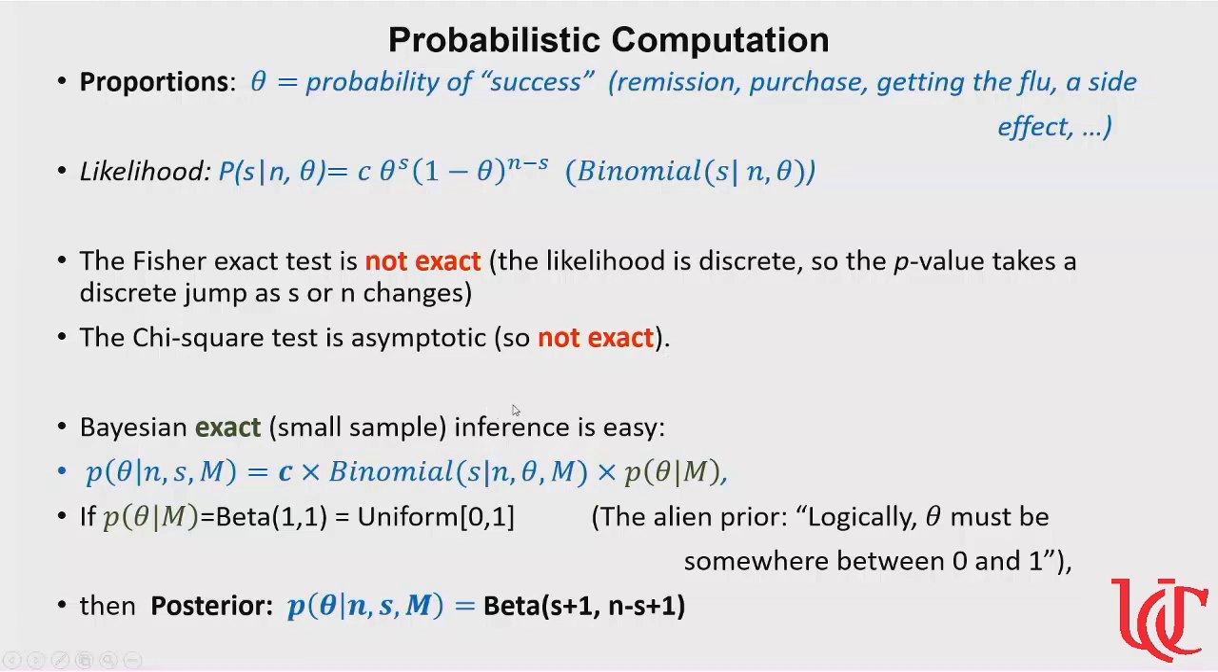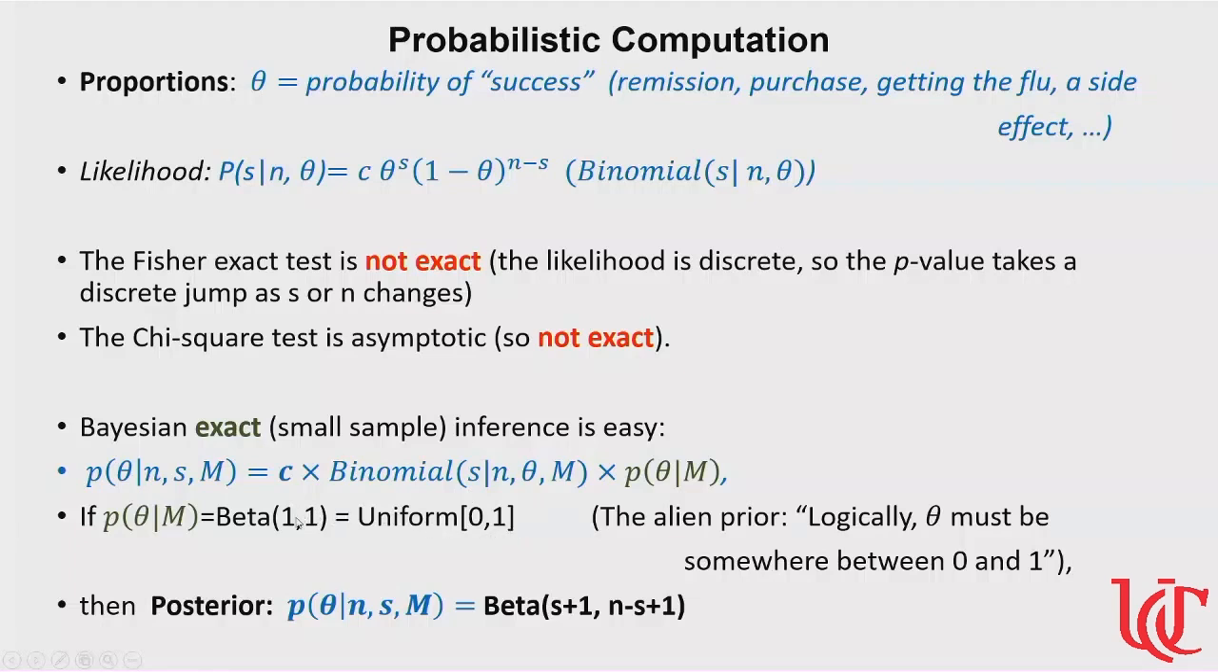It turns out the Bayesian exact small sample inference is easy. We've got a binomial likelihood here, and we just have to multiply it by a prior. Well, the alien prior is, okay, the only thing I know is logically, theta's a probability, so it has to be between 0 and 1. 0% to 100%, 0 to 1. If that's the only information I have, uniform distribution. It's equally likely to be anywhere between 0 and 1.